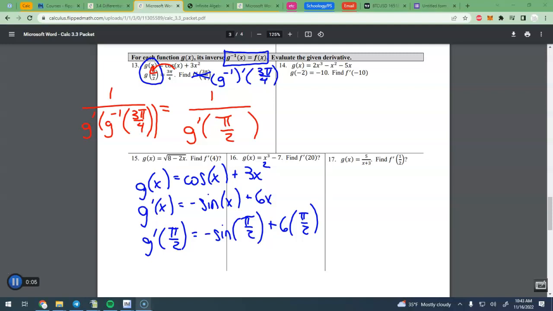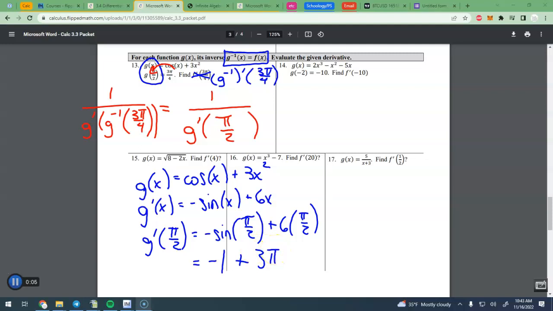Okay, see what I'm doing? Questions? So if I work this out, pi over 2 is up here. So what's the y value up there? It's 90 degrees. The y value is 1. So this would be negative 1. Plus, 6 times pi over 2 would be 3 pi.